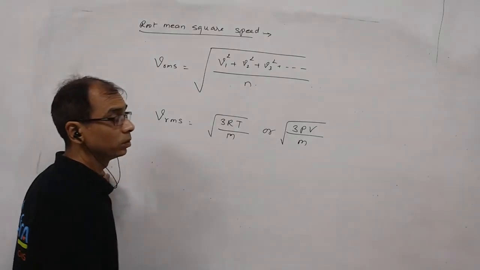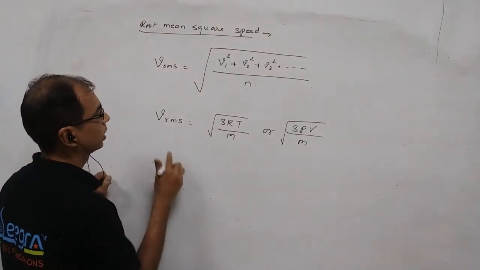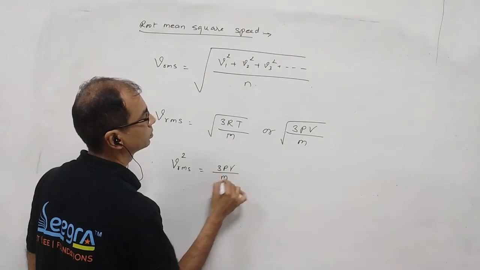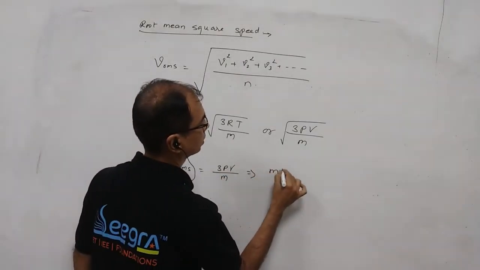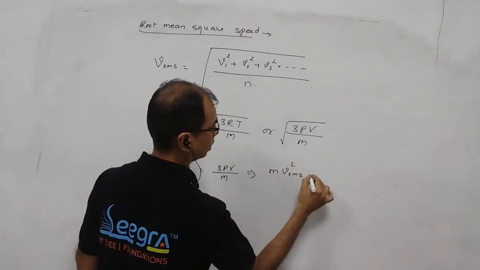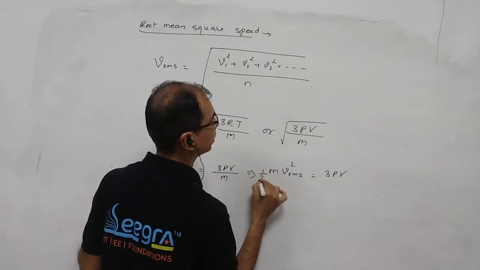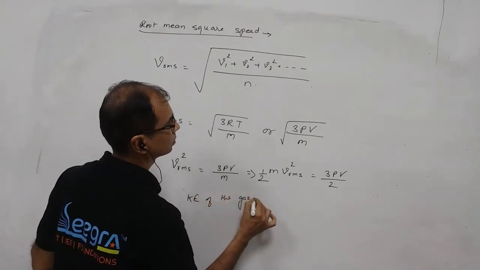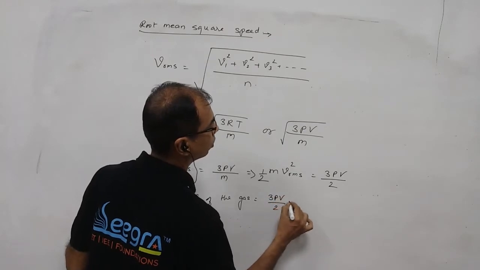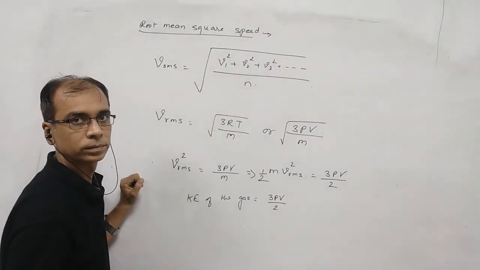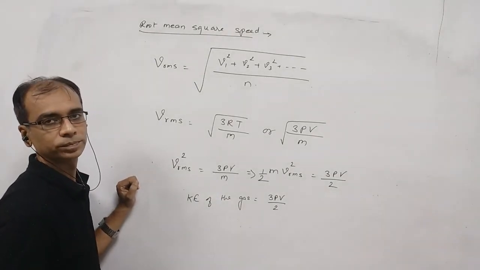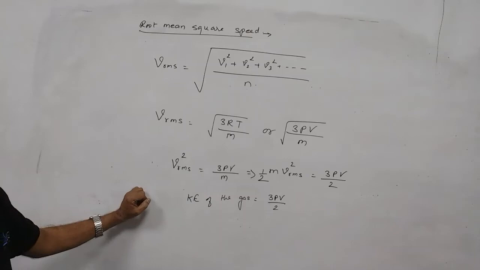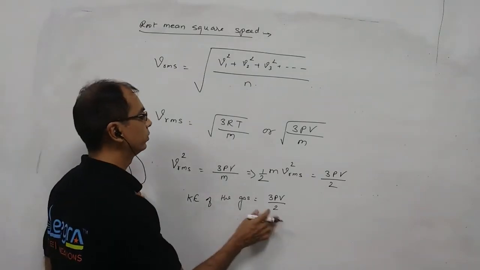And if we talk about kinetic energy, what is kinetic energy? Now see that. This is the mass of the gas, no? So Vrms square equal to 3PV by M, that is M Vrms square equal to 3PV. Now kinetic energy means 1 by 2, so here also 1 by 2. So the kinetic energy of the gas you can say is 3PV by 2, or 3 by 2 kT. That is the kinetic energy of the gas. Alright, so this also is a very important formula.